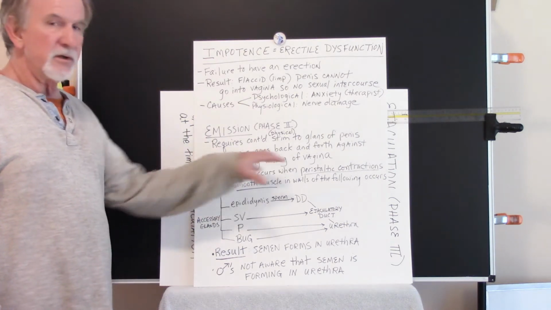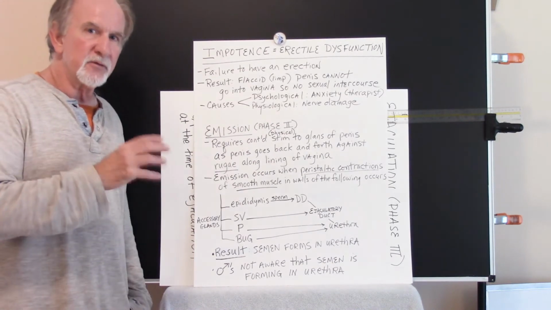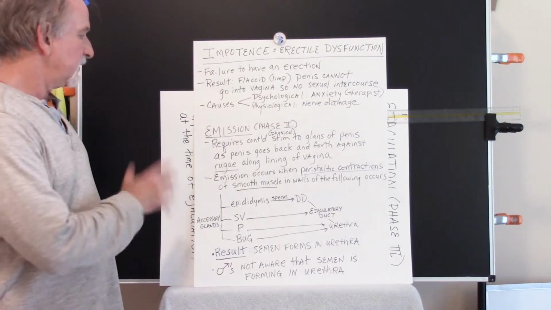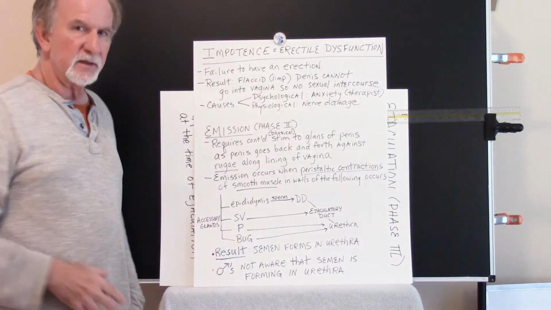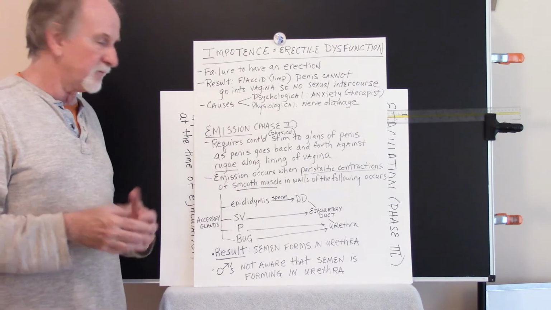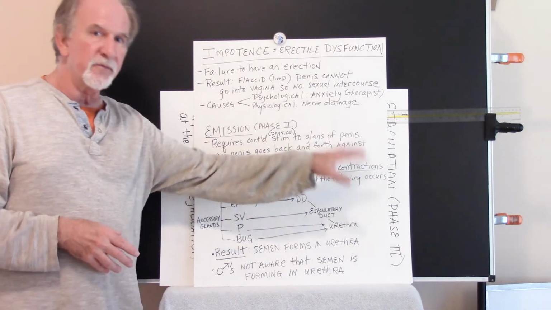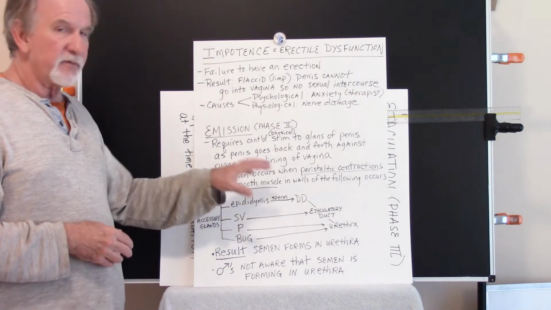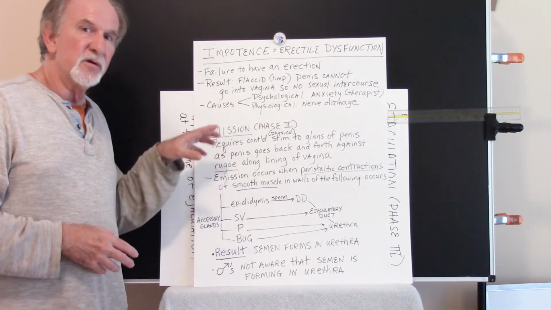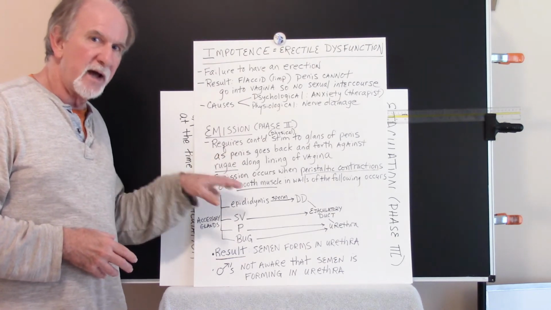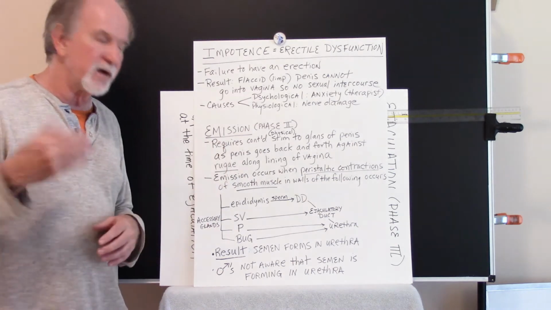So, when emission occurs at some point within a couple having sexual intercourse, then there are peristaltic contractions that kick in, in the guy, of smooth muscle in the walls of the following. So you have smooth muscle contractions that occur in the epididymis, and that's going to push sperm cells out of the epididymis into the ductus deferens or vas deferens.